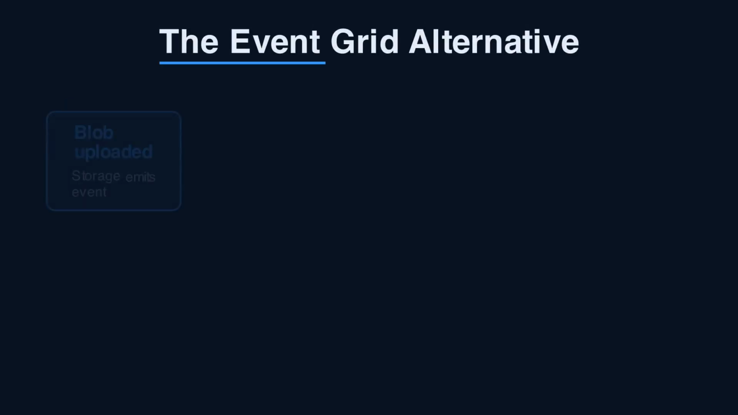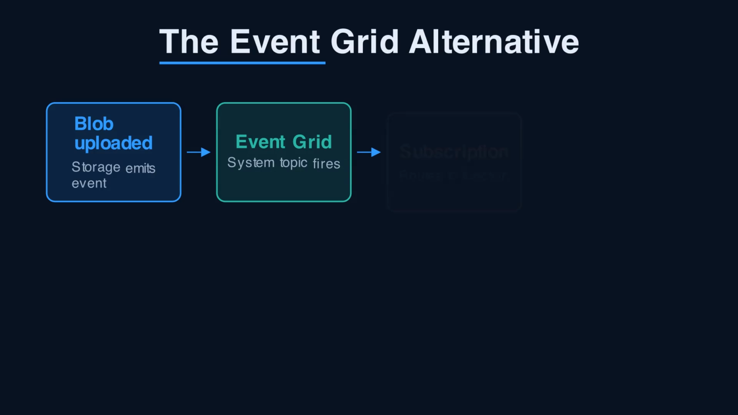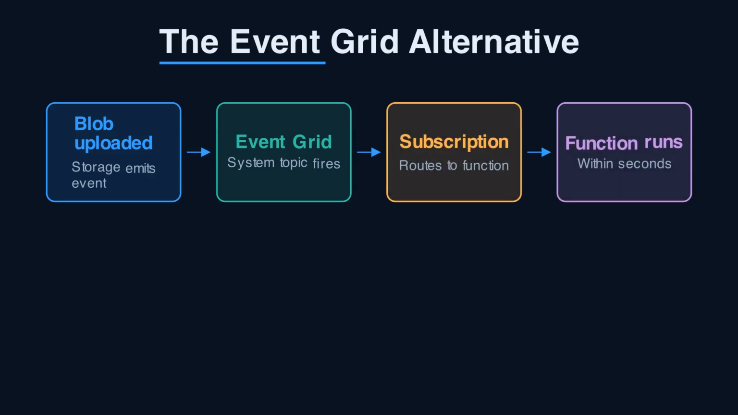The event grid-based blob trigger flips the model from pull to push. Instead of your runtime scanning, Azure Storage emits a blob created event to Azure EventGrid the moment a blob is written, and EventGrid pushes that event to your function. Latency drops to typically a few seconds and stays flat no matter how many blobs are in the container, because nothing is being scanned. EventGrid also gives you real delivery retries and dead lettering for events it can't deliver.